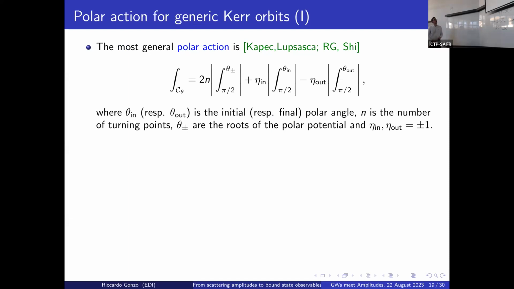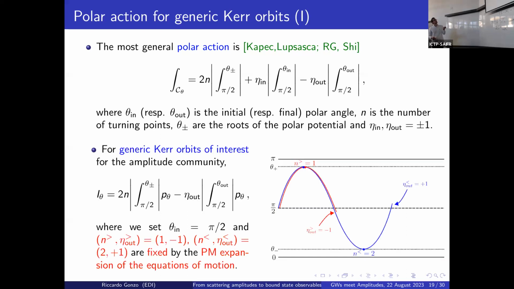Okay, so what's the most general contribution? This was found by Alex, Pasca, and Kapek. There's also a paper with Brada on geodesics. But the interesting part is basically just the composition of what you expect from a contour. If you have your polar potential with essentially two polar turning points, you will just have oscillation around the two turning points, and then you will have one piece that depends on the initial and final angle, where you start with some polar angle and end with some other angle. And so there is a number of turning points, which are the roots of the polar potential, and there are some signs depending on the incoming and outgoing configurations.